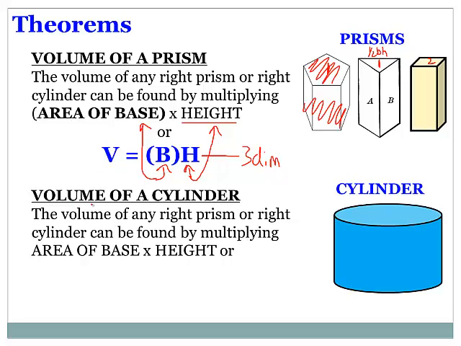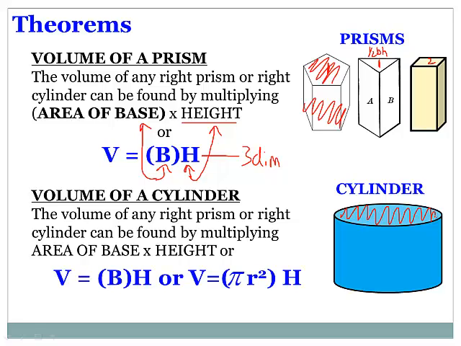Volume of a cylinder is the exact same thing. The only difference is that we now know that our base is actually a circle. So we know, again, it's the area of the base, but the area of the base in a cylinder is going to be the pi r squared formula. So that's our big B. So our big B would be our pi r squared, and our thickness, our height, our big H, is how high it is in the 3rd dimension.